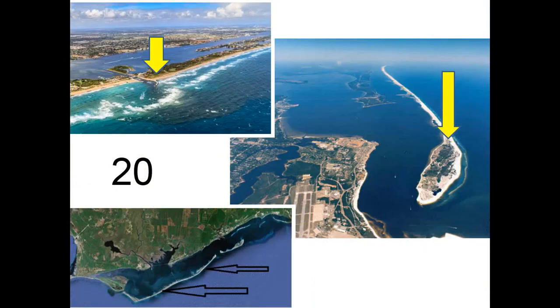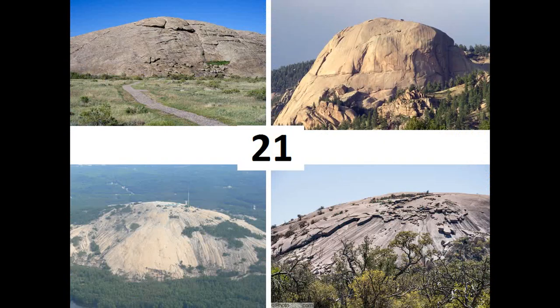Number 20 is a barrier island. And it's an island. It's out there in the ocean. Barrier islands are long, skinny, sandy, and they run parallel to the coast, and you can see that in all these pictures. That's the thing you want to look for to identify barrier island. They're sandy, long, skinny, and parallel to the coast. 21 is an exfoliation dome, and what they all have in common is you see that dome shape to them.